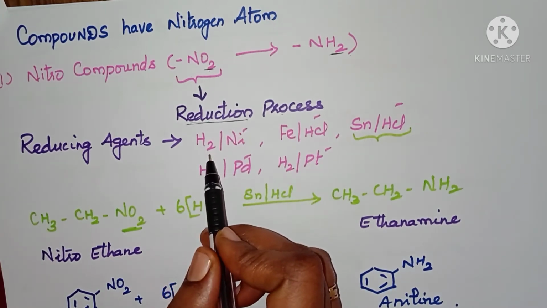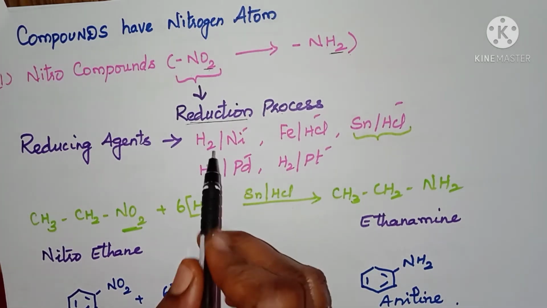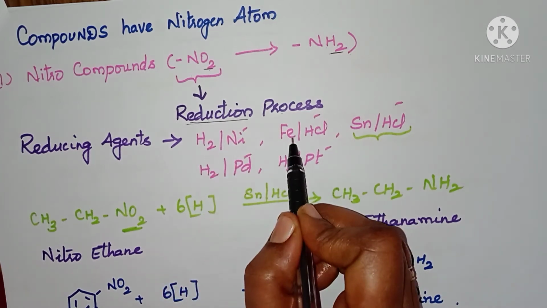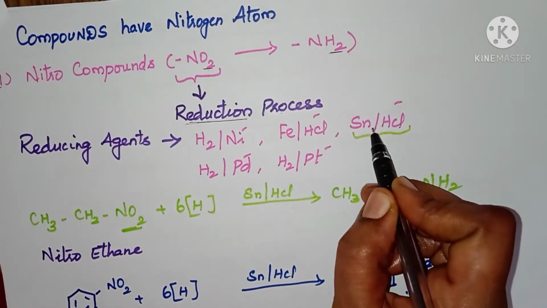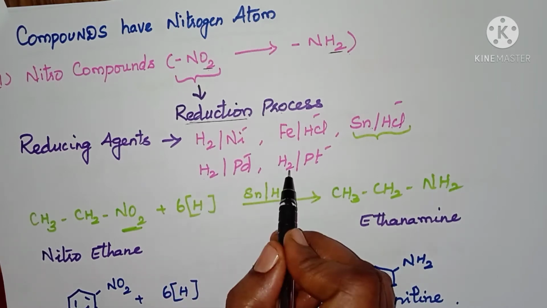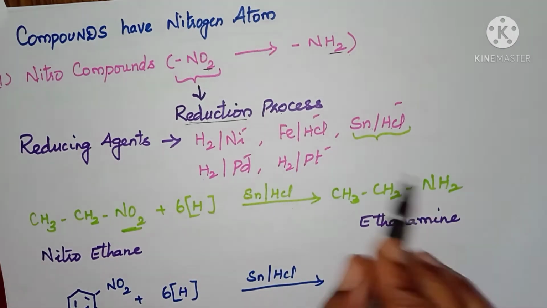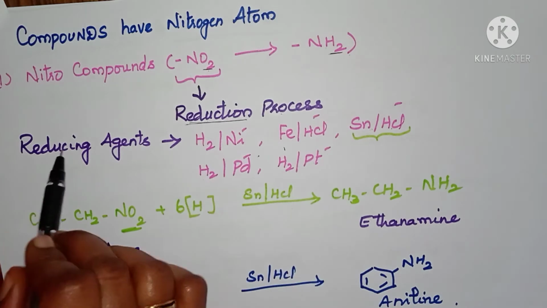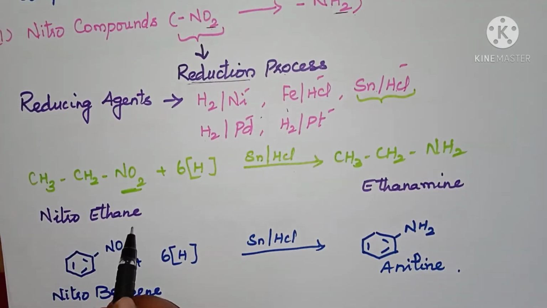There are so many reducing agents. Here there are so many reducing agents: H2/Ni, Fe/HCl, Sn/HCl, that is stannous HCl, H2/Pd, H2/Pt. All these are reducing agents. Whenever you see these reagents, that is 100% a reducing agent. Believe that.